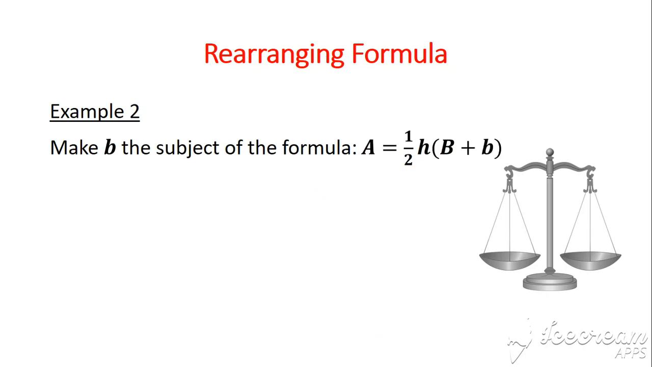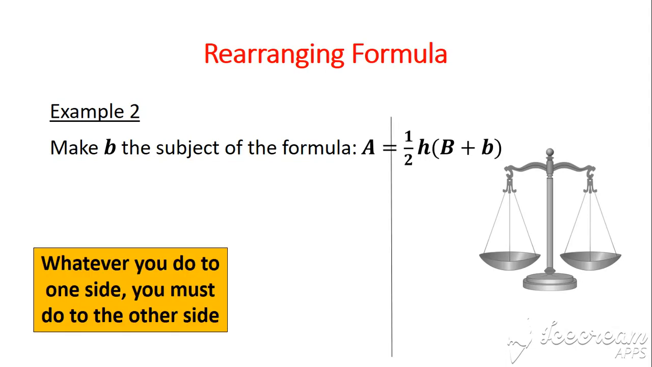All right, example 2. Let's make b the subject of the formula a equal to half times h times bracket big B plus small b. Remember, whatever we do to one side, we must do to the other. And I'm going to once again start with this cunning trick. I'm going to swap sides over. So I'm going to get half times h times bracket big B plus small b on the left and equal to a on the right.